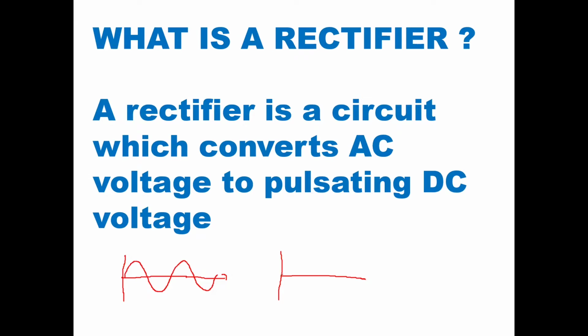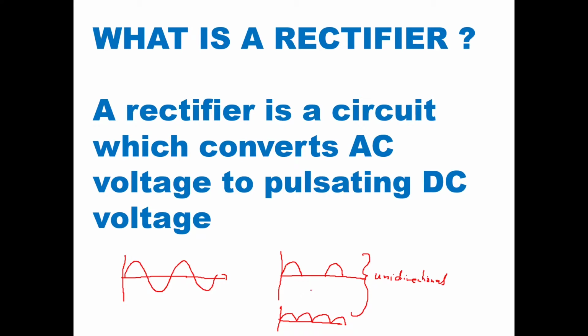In a half wave rectifier, it will be only positive half cycles, but in a full wave rectifier, it will be positive half cycles for every input. Even if the input is a negative half cycle, the output will be a positive half cycle. So these are unidirectional flows, that means in one direction. It is not an alternating quantity, it is not bidirectional.